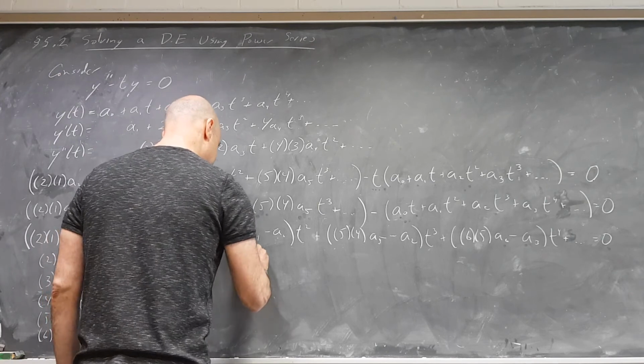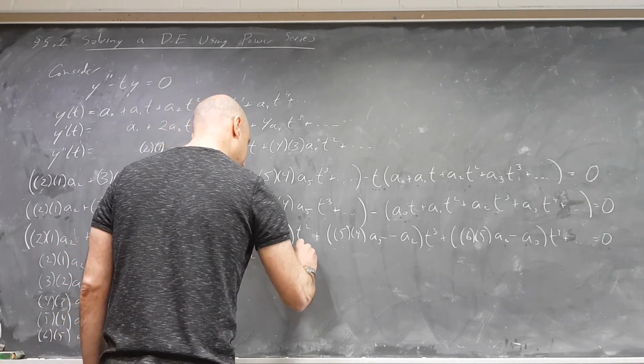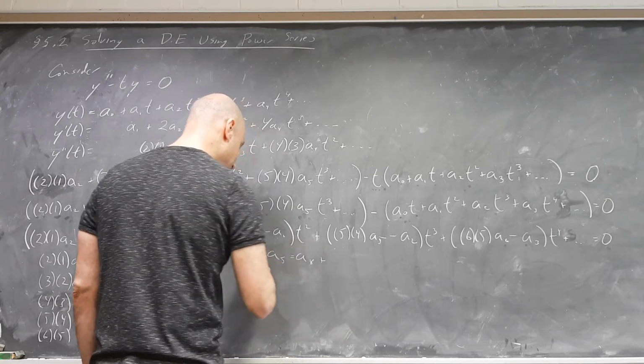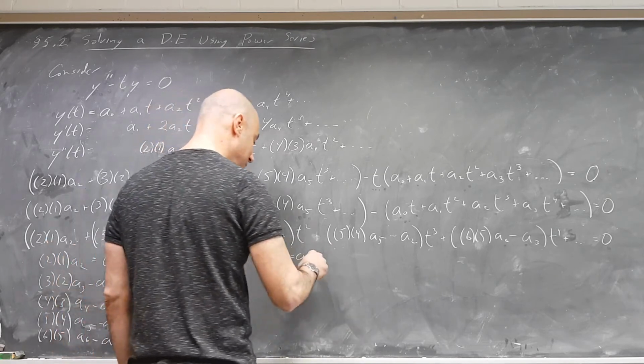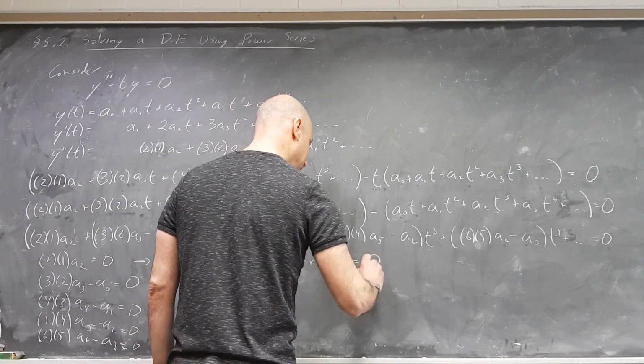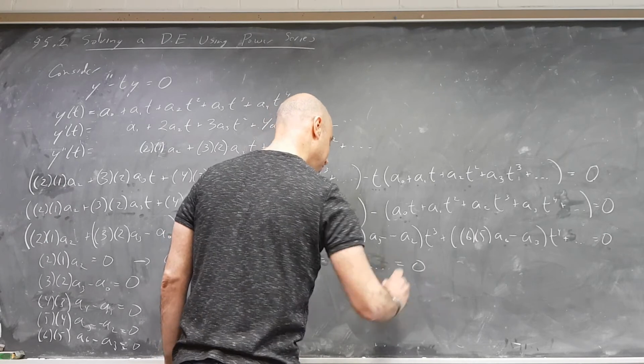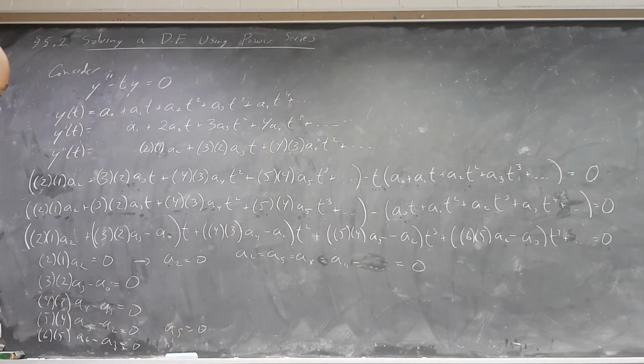So a2 equals a5 equals a8. We're going up by 3 every time. The next one would be a11. All of these things are 0, forever. All those things are 0.